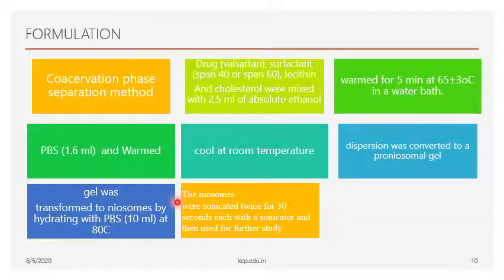After conversion, these niosomes were sonicated twice for 30 seconds in the center of sonication, and this solution is used for further evaluation studies. So these steps are involved in the formulation of the Valsartan proniosomal gel.